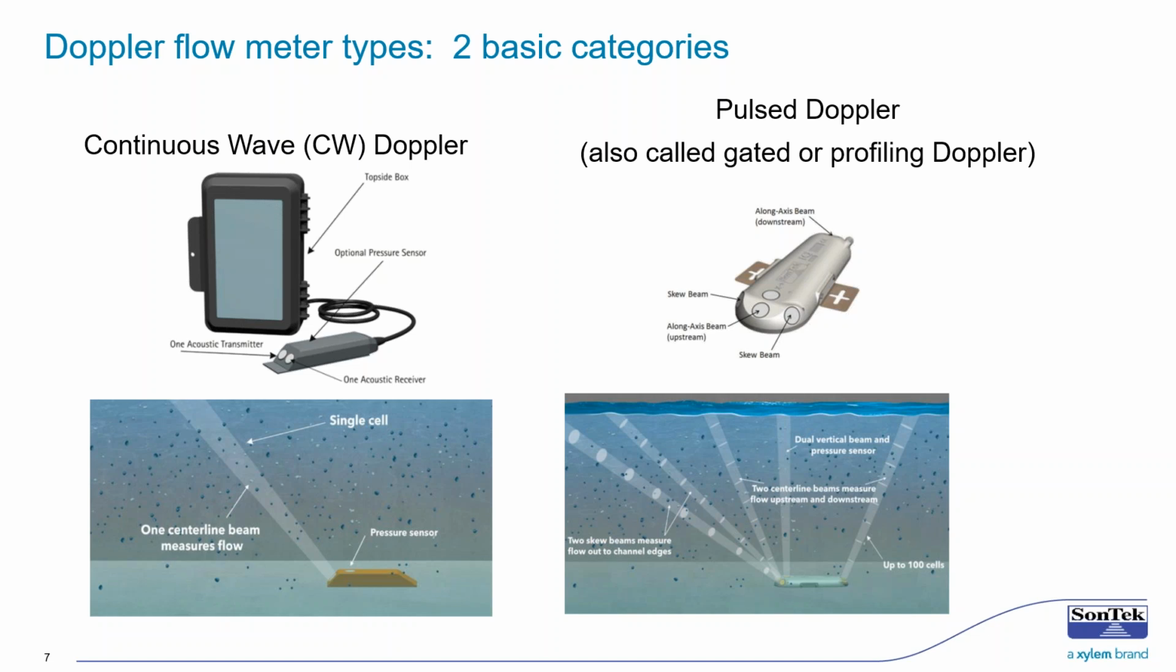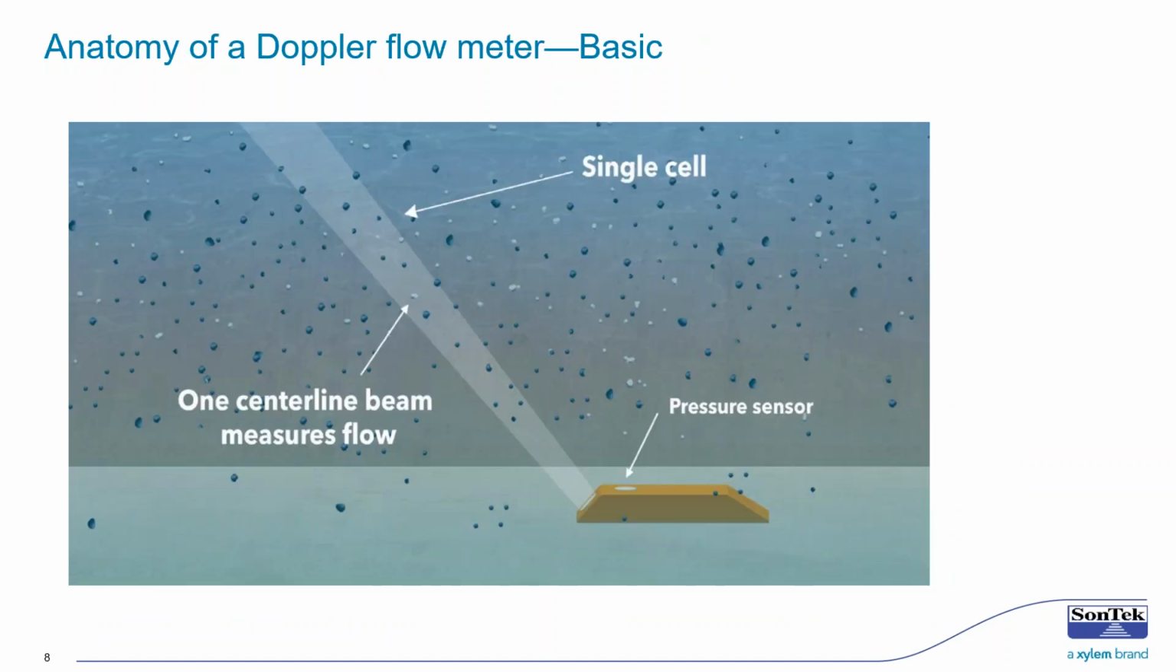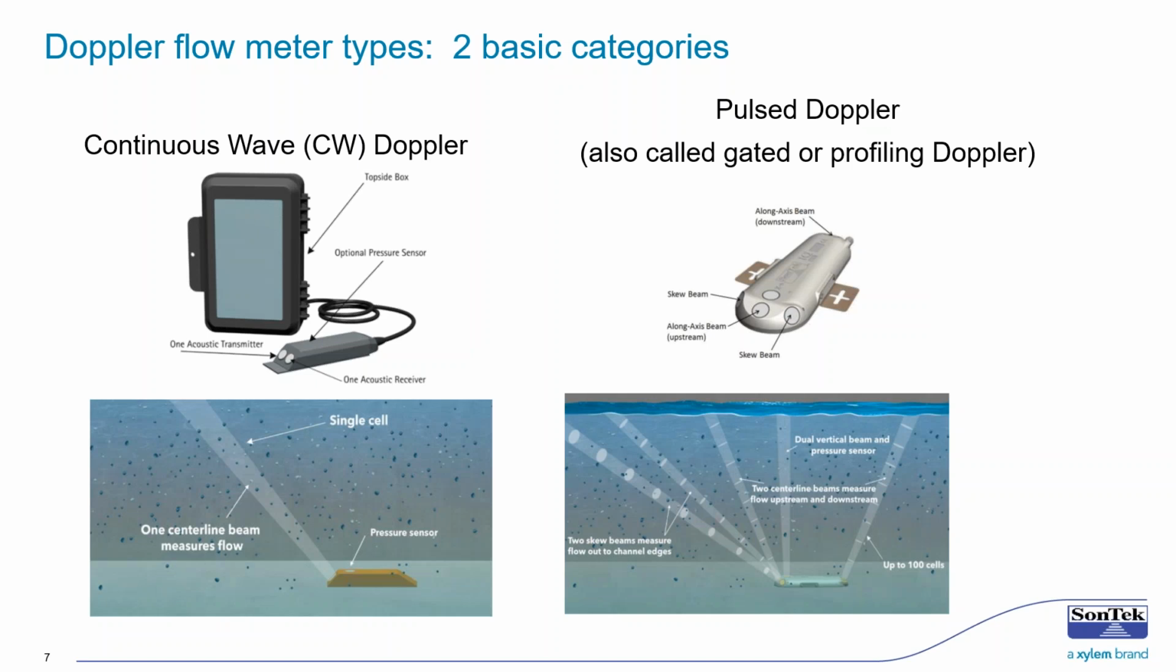And on the right-hand side, there's what we call Pulsed Doppler, and it's also called gated or profiling Doppler. And the model that we show here specifically, and the model that we use when we'll talk about Pulsed Doppler in this presentation, is the SonTek model, and that's called the SonTek-IQ. I should say also, if the Doppler system is not identified as pulsed, gated, or profiling, it's generally assumed to be a continuous wave Doppler.